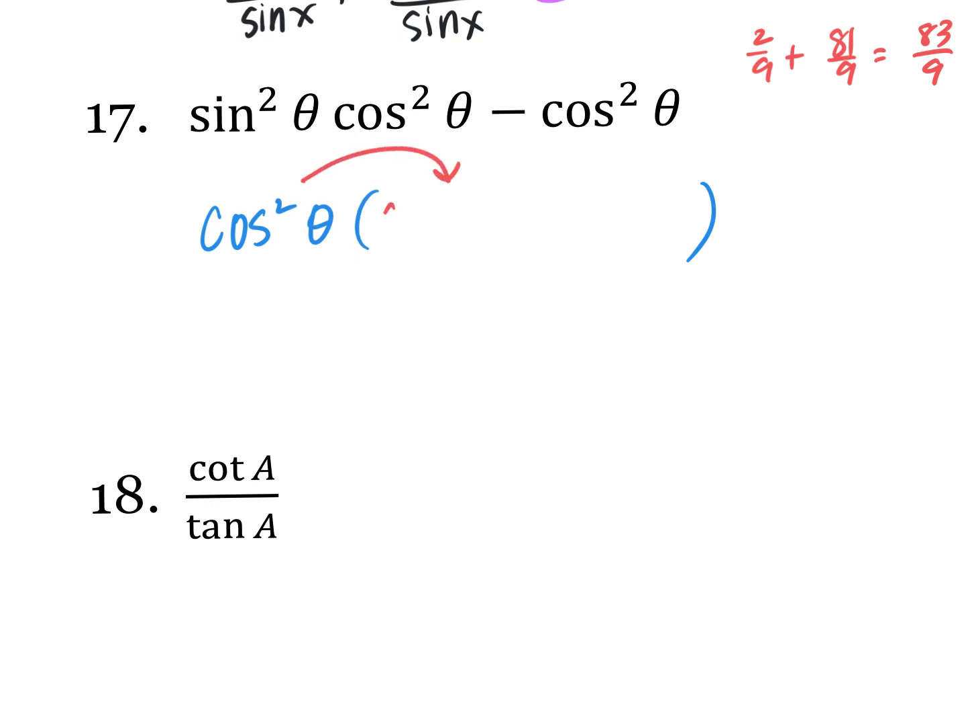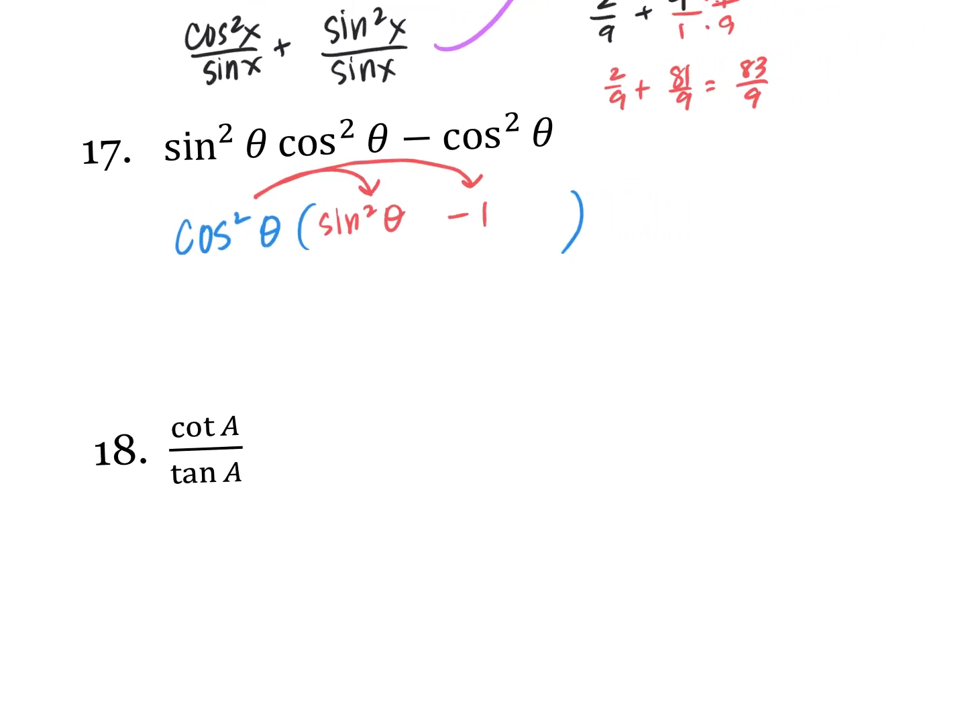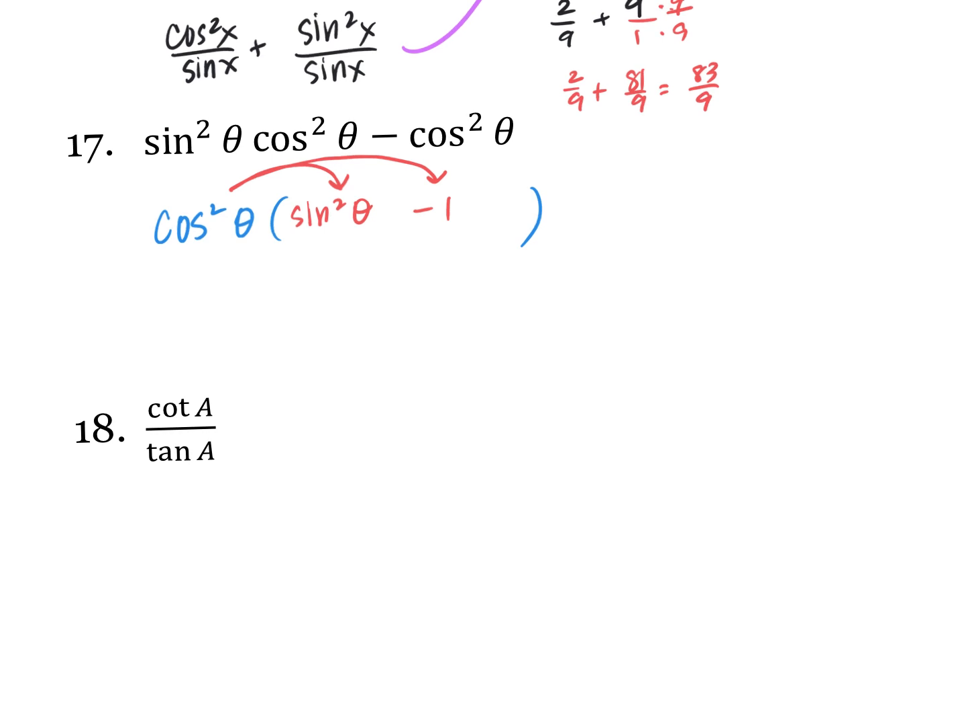Nice. Cosine squared times sine squared gets me what I started with. Then cosine squared times what gets me negative cosine squared? Very good. And now you're like, okay, I don't see how this is simplifying. Here's the deal. If we go back to the front, from the Pythagorean identity, I need this to turn into that. Can I? Yes.